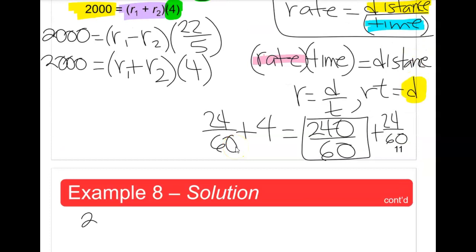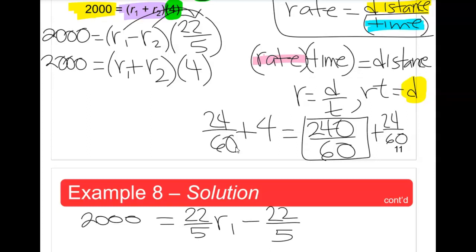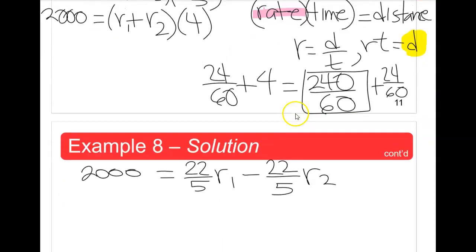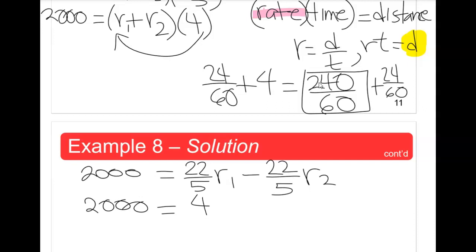So we're going to have 2,000. And then if I multiply r sub 1 times the fraction, I will get 22 over 5 r sub 1. Then if I multiply that fraction times negative r sub 2, we will get negative 22 fifths times r sub 2. Okay, and then for our second equation, we're going to have 2,000 on the left side. And then we distribute the 4, so 4 times r sub 1. And then 4 times r sub 2.